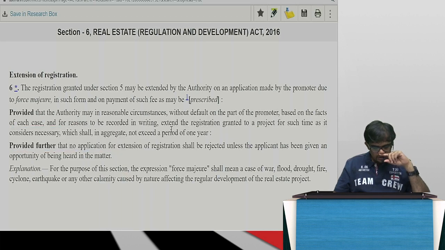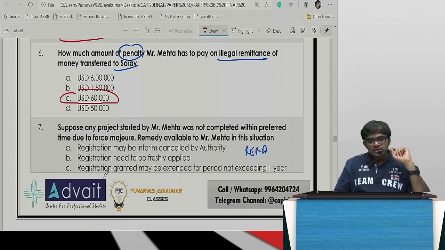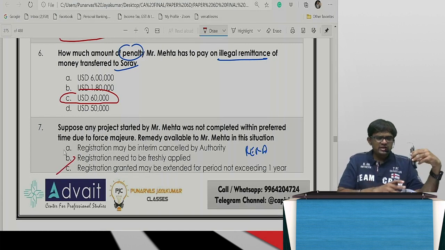Which shall not be how much? Exceeding 1 year. Yes. So the time limit here is registration granted may extend for a period not exceeding 1 year. Direct questions. Very, very simple.